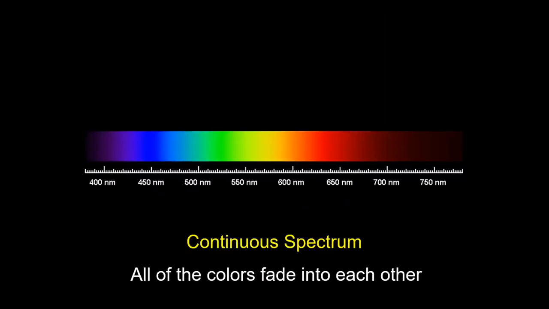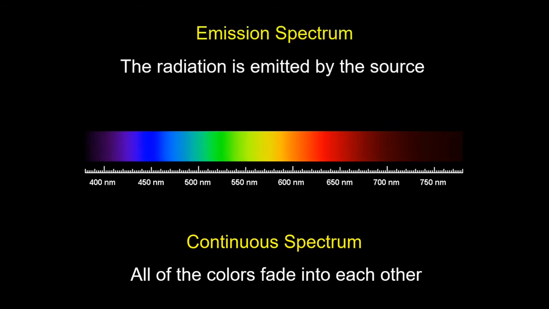So there are two terms that we are going to use to describe this spectrum. The first one is continuous. A continuous spectrum is simply one that has all of the colors fading into the next. There is no definite line where blue ends and green begins. This type of spectrum is also called an emission spectrum because what you are seeing is the direct radiation emitted by the source. In the case of the sun, light is emitted at almost all energies in the visible spectrum, which is why you see all of those colors in the sun spectrum.